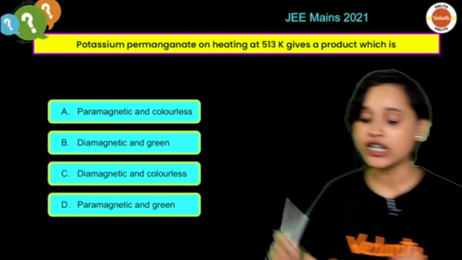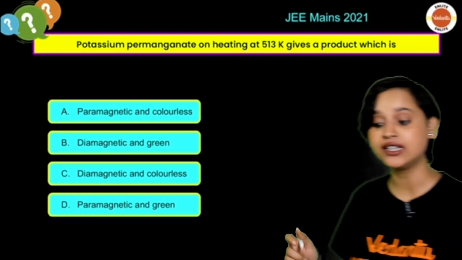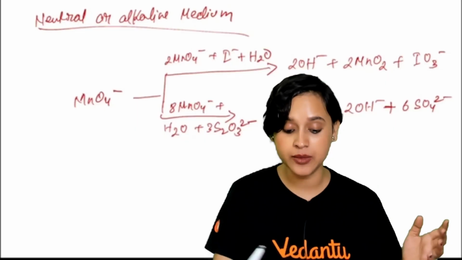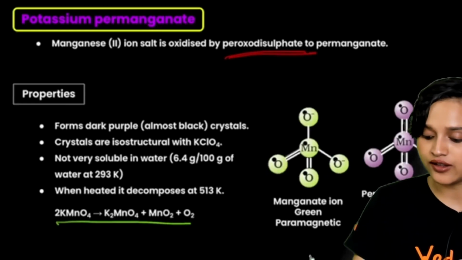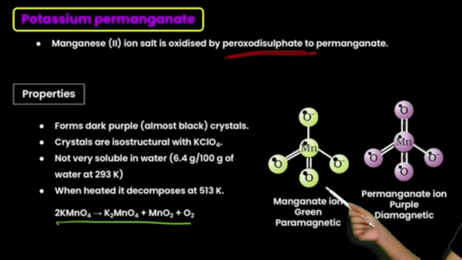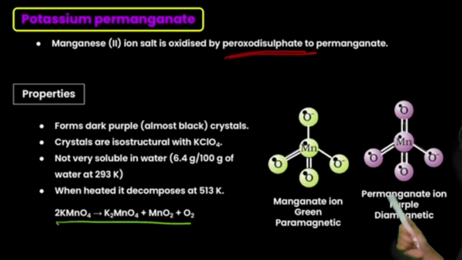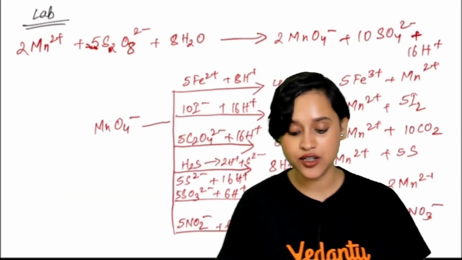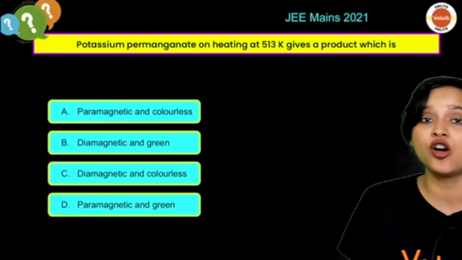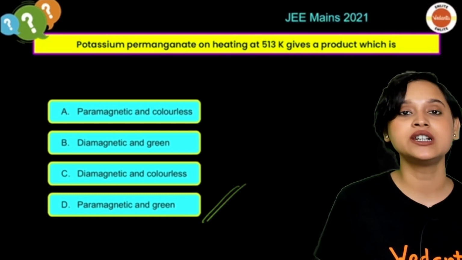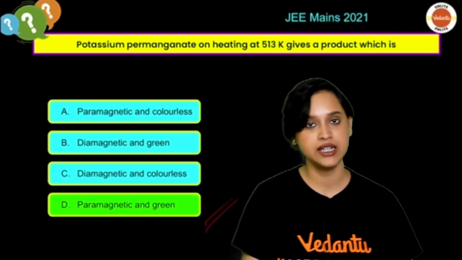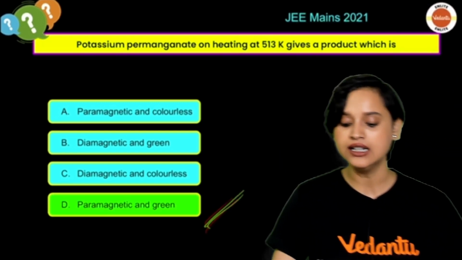Chalo. Potassium permanganate on heating at 513 Kelvin gives a product which is, everybody, you have seen it, right? Check it out. See, 2KMnO4, when you heat it at 513 Kelvin, what are you getting? You are getting K2MnO4 plus MnO2 plus O2. That means that you are going to get a green color ion which is paramagnetic in nature, right? That means option D is the correct answer, everybody. Easy peasy. Yes, option D is the correct answer.